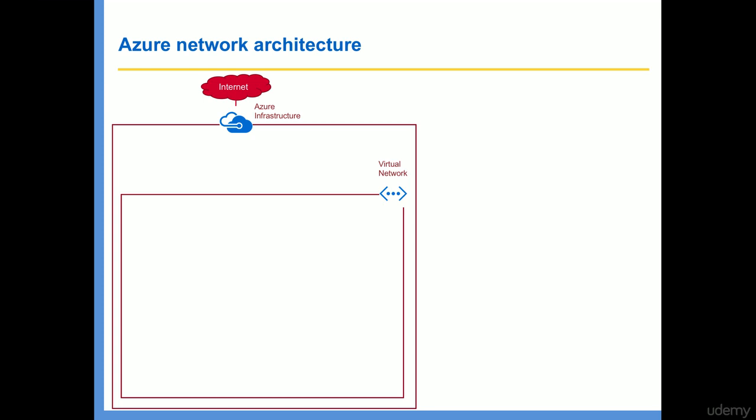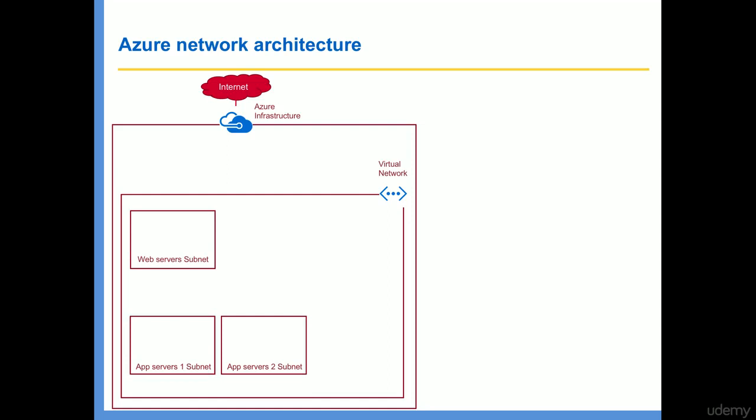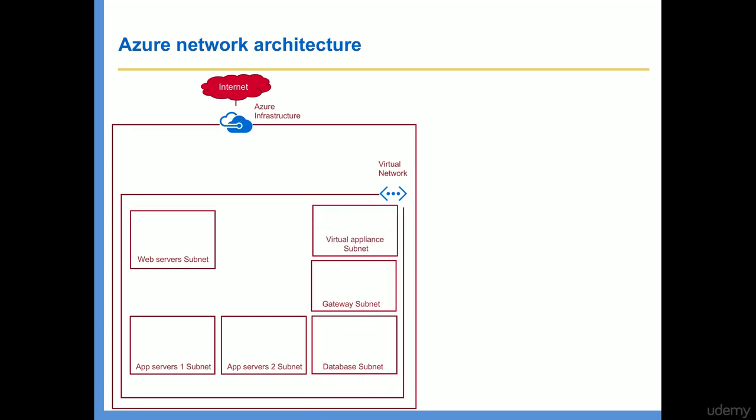And within this virtual network, you can subdivide the IP address range into multiple segments, in other words, subnets. So for example, you can create a subnet to host all the web servers. You can create subnets to hold your app servers. And also you can create a subnet to hold databases, gateways. And if you have a firewall, you can create a separate subnet to install the firewall. So basically you can divide your virtual network into a number of subnets to host different Azure resources.